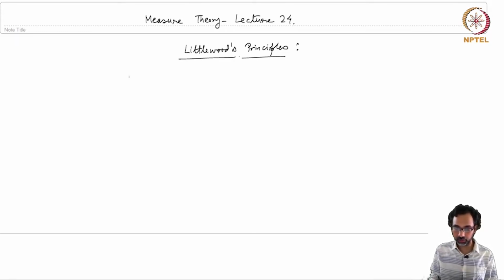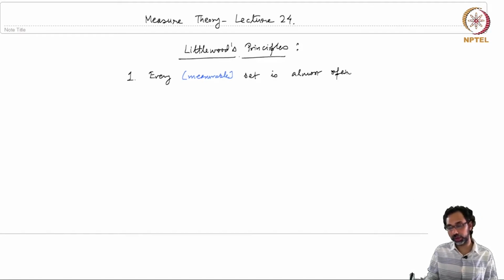We have already seen one Littlewood principle when we were defining Lebesgue measurability, which said that every measurable set (I am putting measurable in brackets because the idea is to write that every set) is almost open, and this is what we used to define Lebesgue measurability.